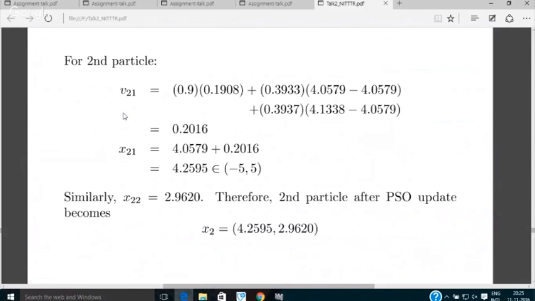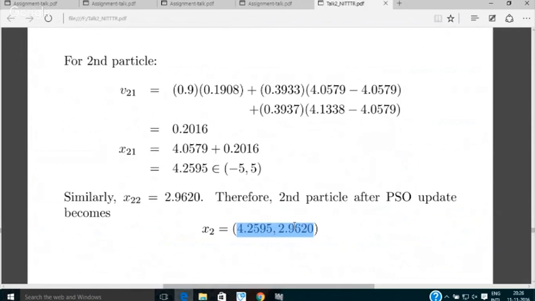So you have to restrict X, but there is no restriction on the velocity. Instead of -5 to 5, you can choose -1 lakh to +1 lakh, depending upon you. Then the new velocity is 0.2016, and similarly the position is 0.42595, and it lies between -5 and 5. So there are no boundary conditions. Similarly, you can calculate x22 as for x21, and you will get 2.9620, which again lies between -5 and +5. So the second particle after the PSO update becomes this number.